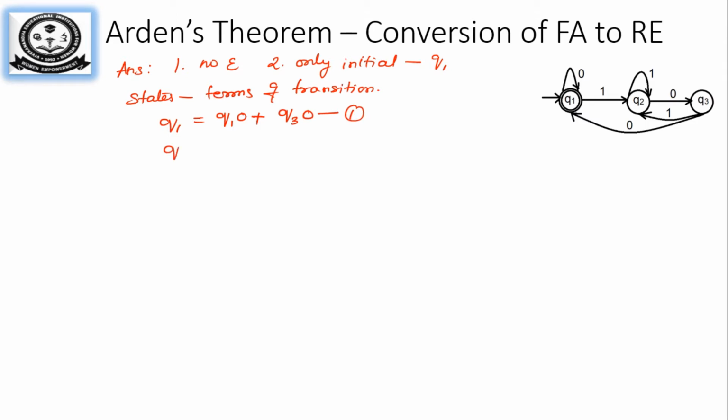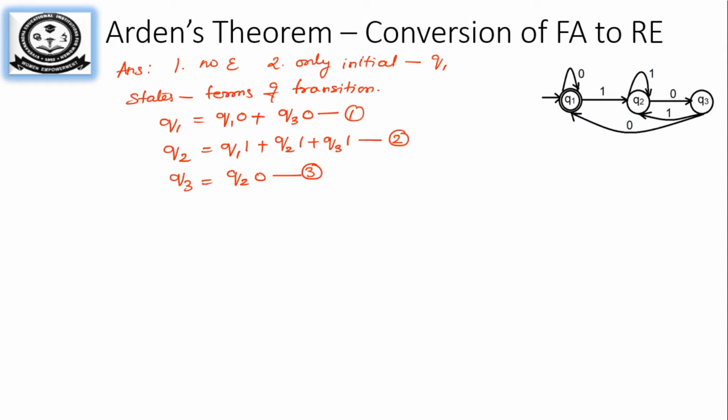Now the second is Q2. You can see you have Q1 of 1, then a self transition for Q2 itself with 1, and a transition from Q3 with the input 1. We will name it equation 2. Next one is Q3, which is going to be Q2 of 0. We will name this equation 3.